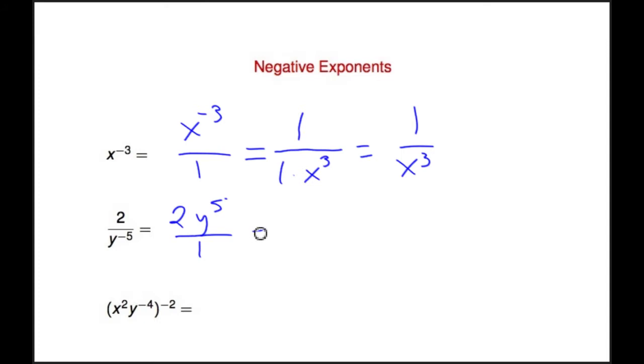Okay, but then this, of course, can be simplified because dividing by 1 is the same as dividing by nothing. So this is going to be 2 times y to the 5th.